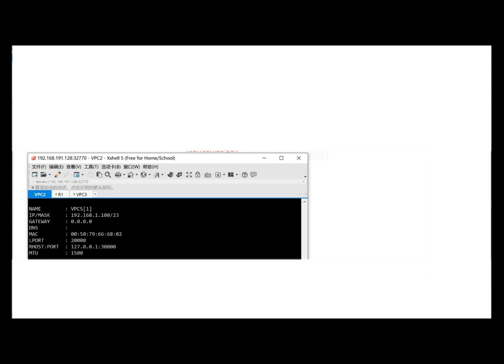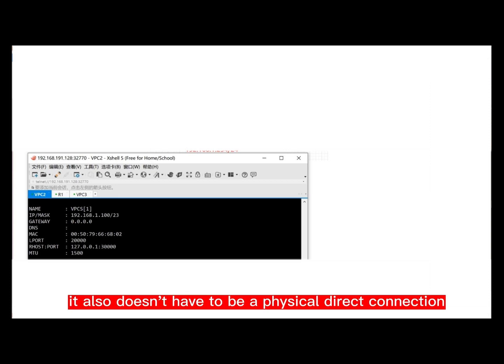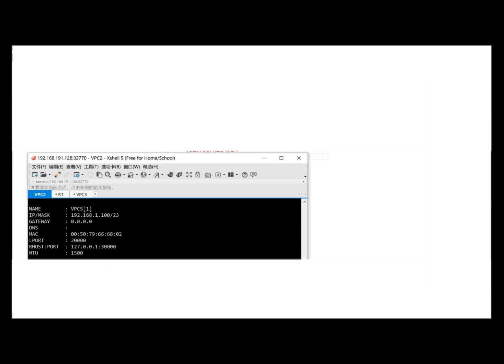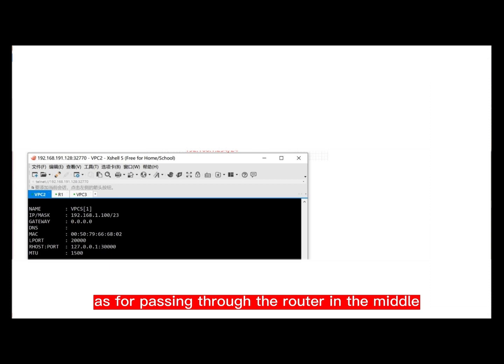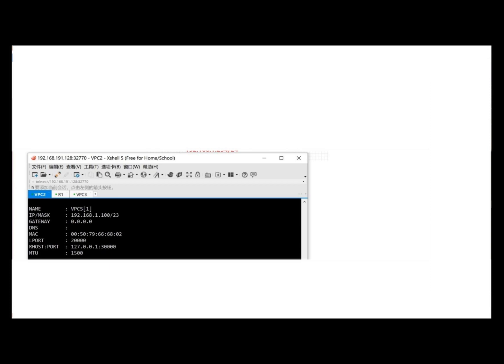To us, it also doesn't have to be a physical direct connection. It's not necessarily connected by a single line. It may also be connected through a switch. Anyway, a network segment is directly connected. As for passing through the router in the middle, they don't know. Okay.